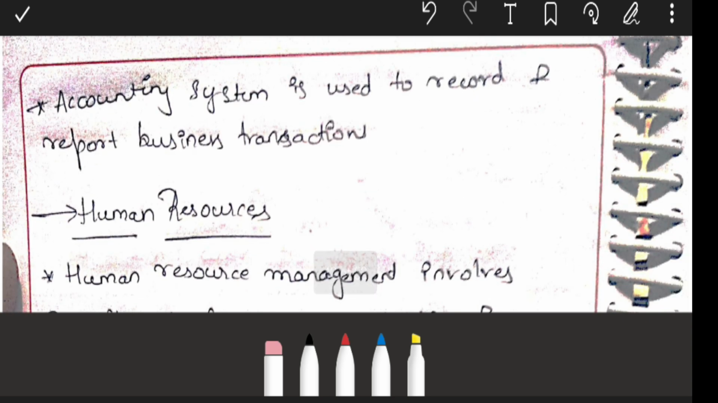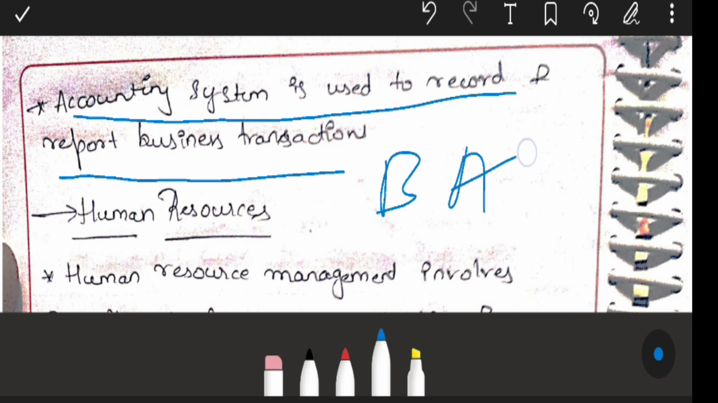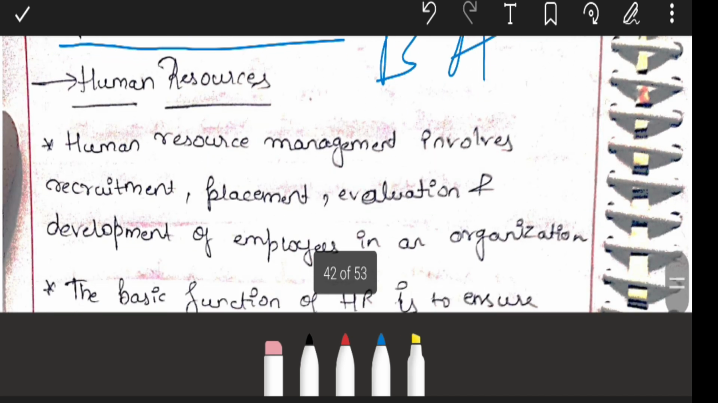The next one is accounting. The accounting system is used to record and report business transactions. Like a bank account is used to record and report your transactions, the same way an accounting system is used in business.